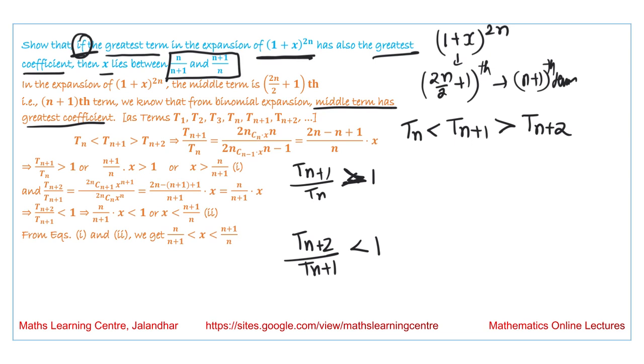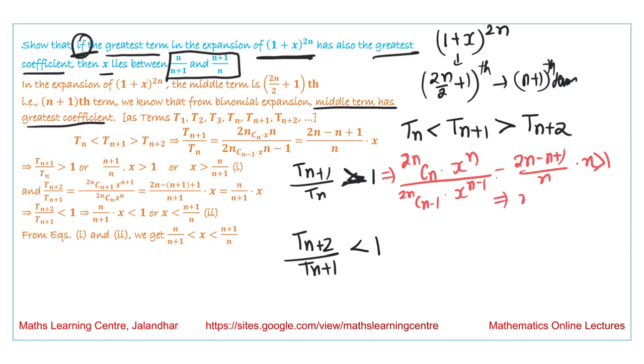Now if we write the value of both these terms, we will have 2nCn into x raised to the power n divided by 2nC(n minus 1) into x raised to the power n minus 1, and this value is equal to (2n minus n plus 1) by n into x, and this value is greater than 1. So this implies that x is greater than n over n plus 1.